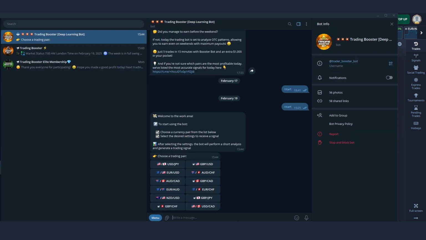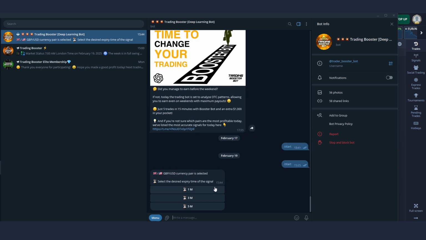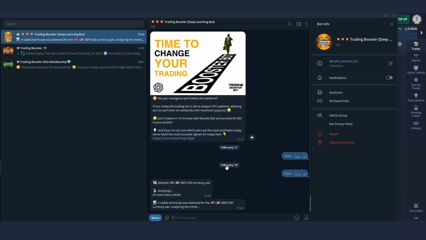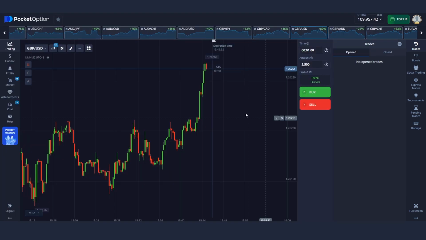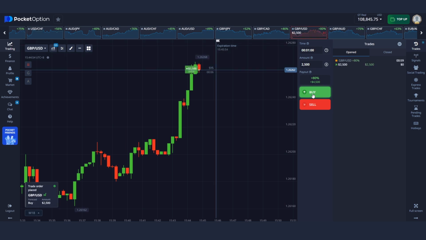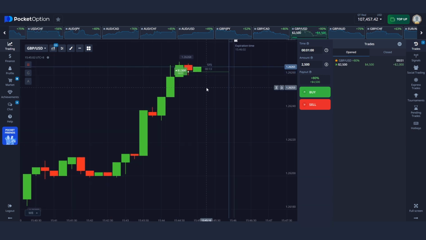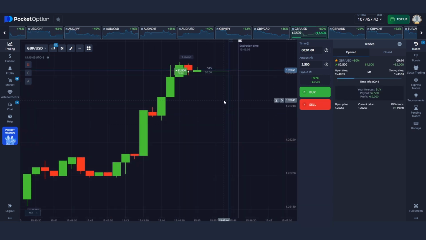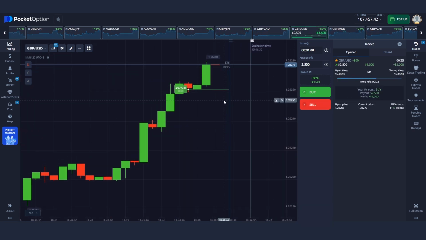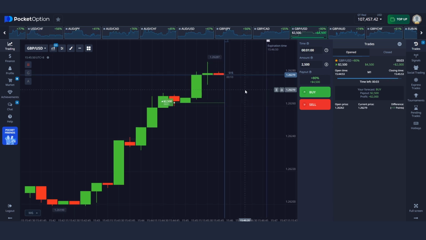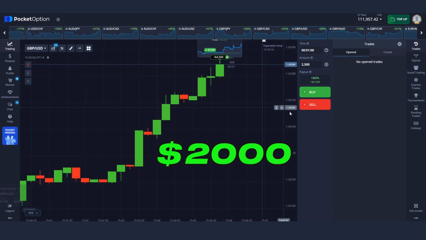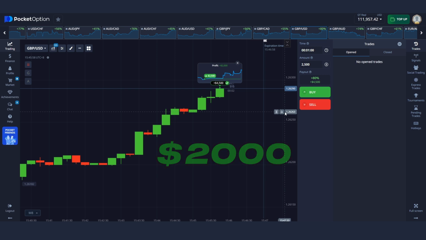I switch to the booster bot, select this currency pair and the trade time. I receive a buy signal. There is excellent upward movement here, and I open my buy trade right along the trend. Let's watch this trade. I am confident that this trade will close in profit because there is a good upward momentum. Observing an excellent final trade brings me a great profit of $2,000 to my balance.